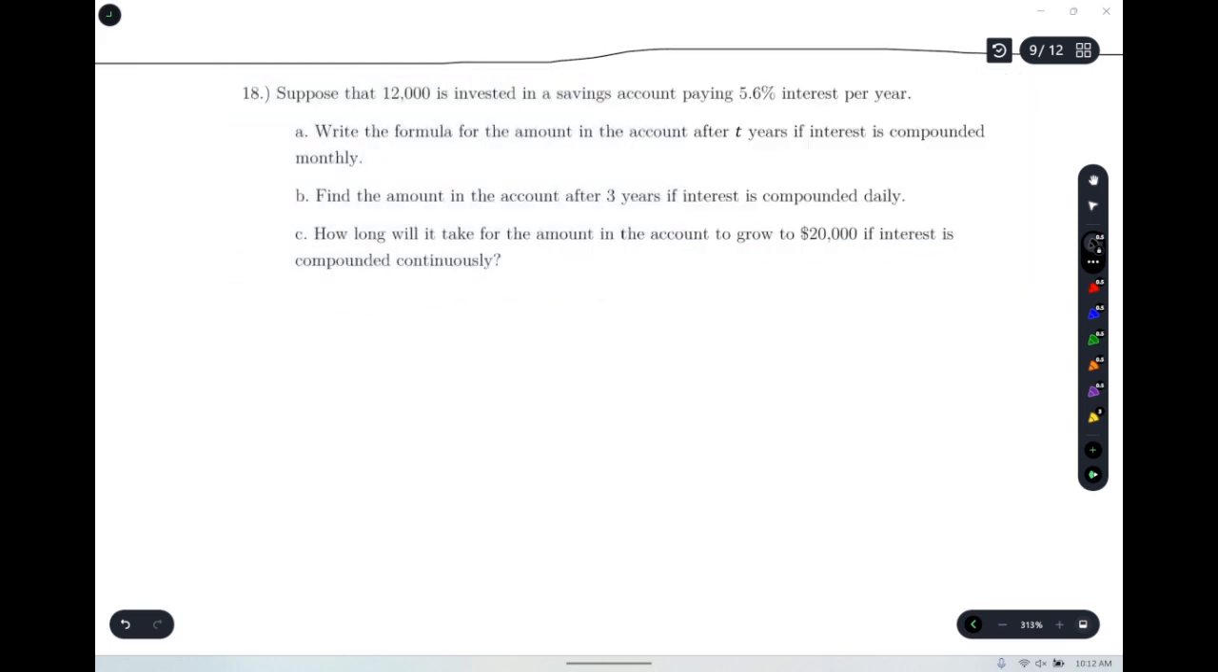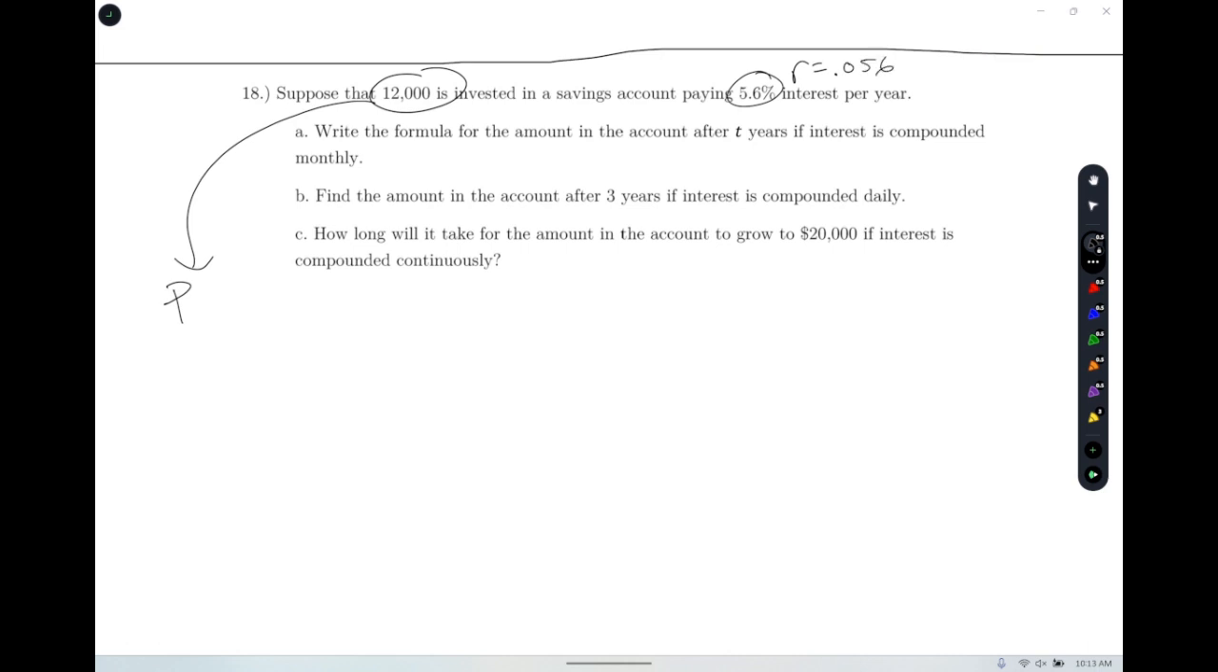Okay, suppose that $12,000 is saved. That's called principal, P. Rate, called R, equals 0.056. That's all they gave us. Oh, they gave us one more thing: time, 3 years. Oh, you're right, that too. And it says compounded yearly.